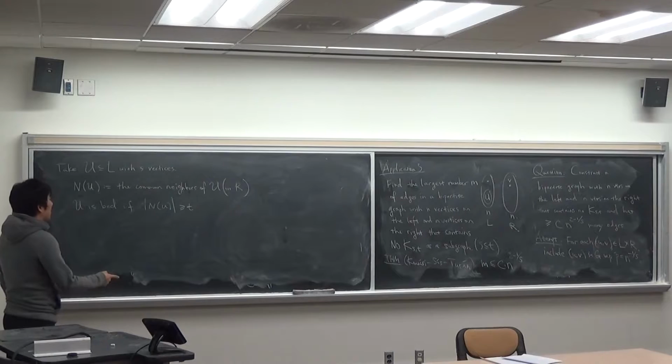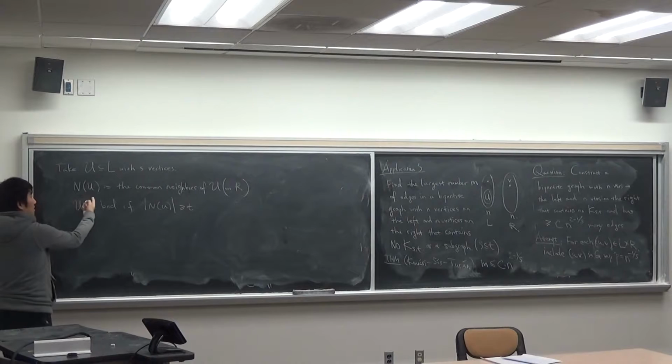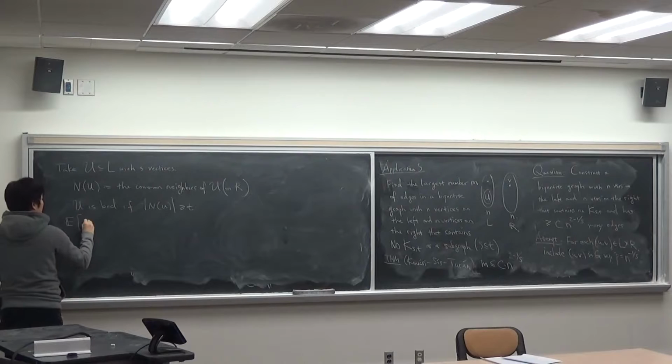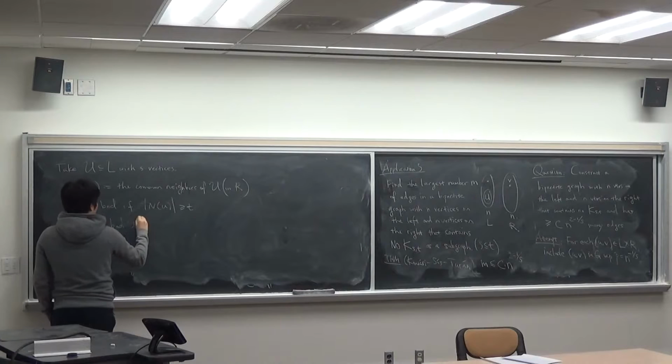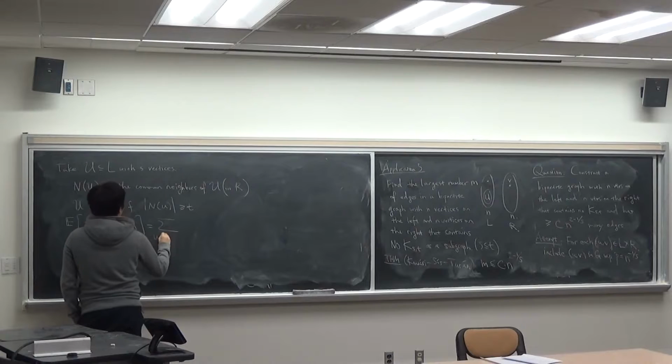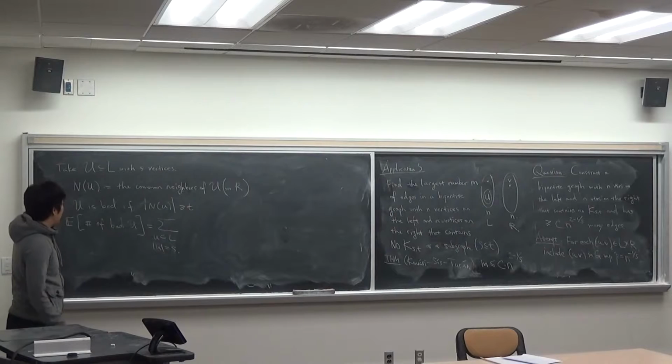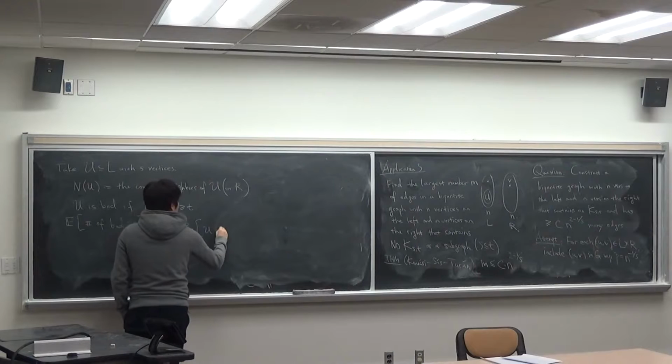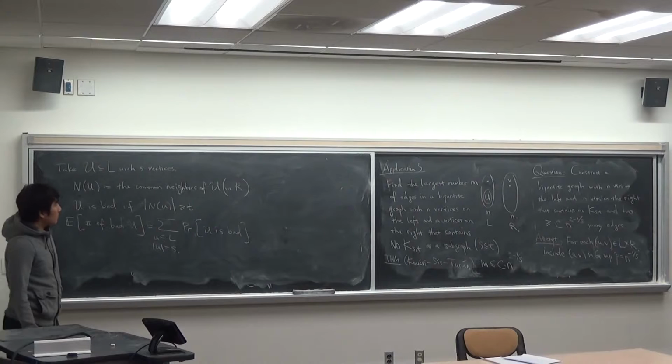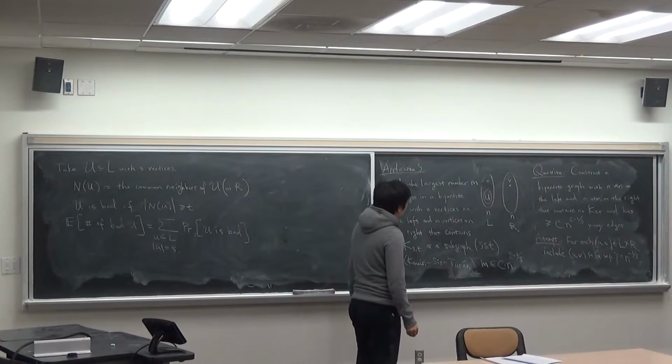So in particular, we want to bound the expected number of bad U. The expected number of bad U is equal to the summation over all such U's, i.e. I take S vertices on the left, and then I calculate the sum over the probability that U is bad. Okay. So how do I find the probability that U is bad? I don't know. Let's see.